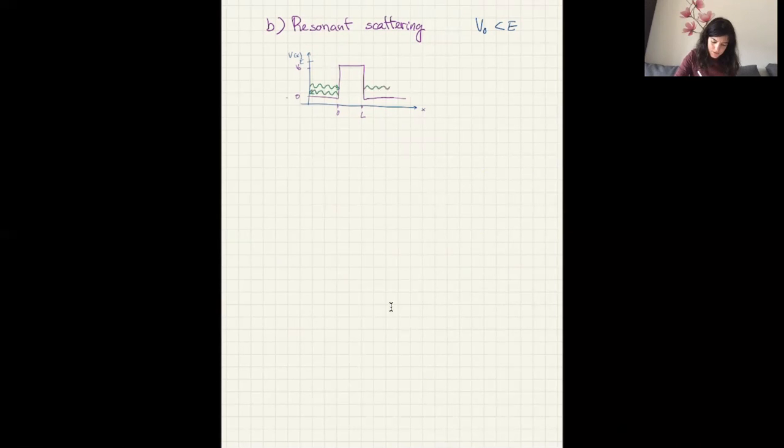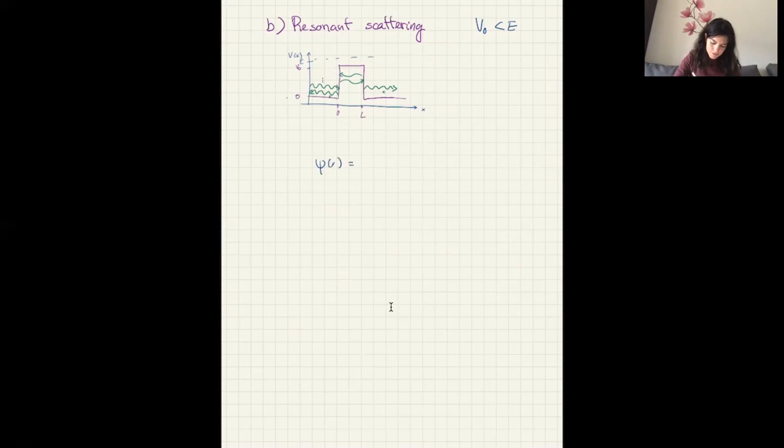Here again, we consider the case where there's only an outcoming one. So incoming, reflected, transmitted. And in the middle, because the energy is higher, it's also going to be a wave, but it will have a different period, right? It will have a different k. Okay, so I'll put it there.